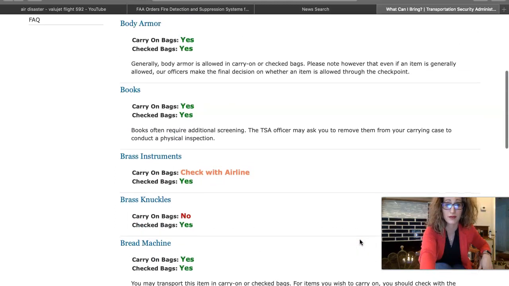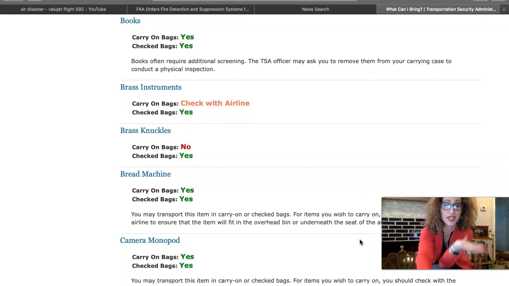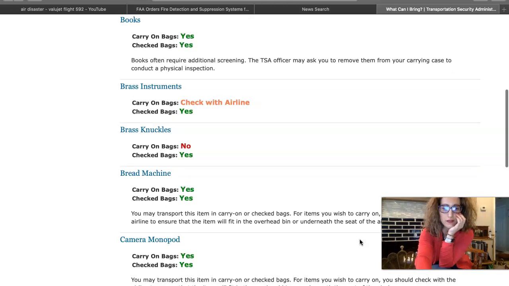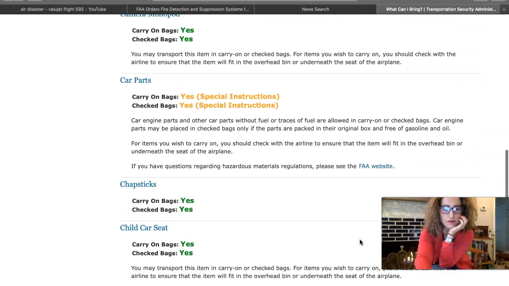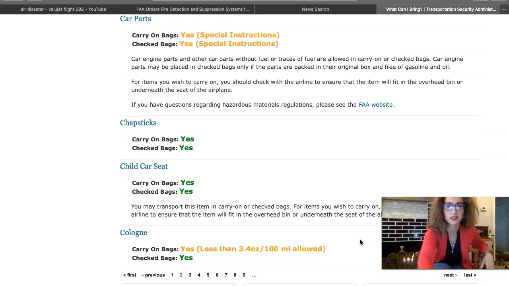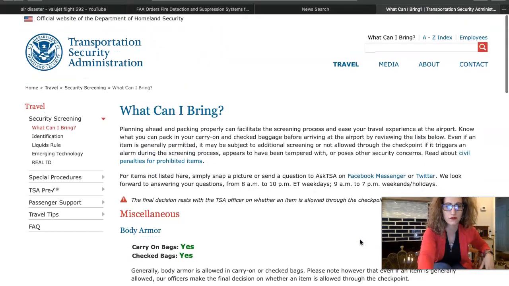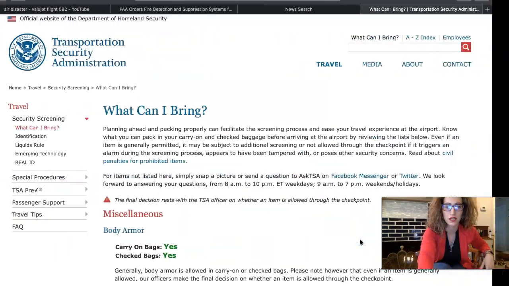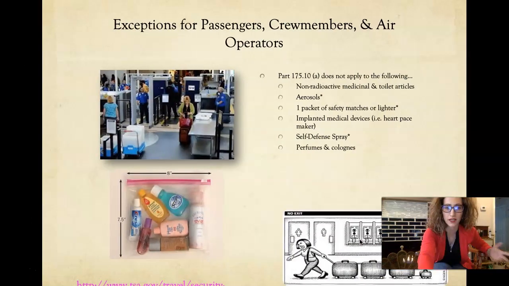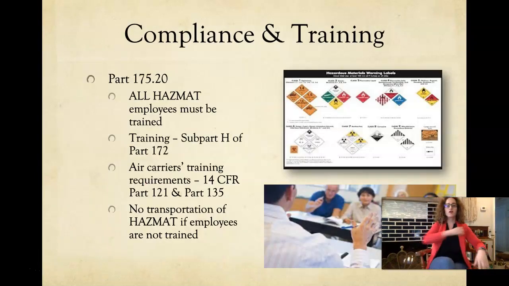Some other weird things. Body armor. We might be needing that in this COVID pandemic. Bread machine. That's twice a day. People keep talking about bread on Facebook too, making me hungry. Anyway, you guys get the gist. This is the website you would go to if you're trying to figure out what you can and can't bring. Okay, I want you guys to know this for the test.